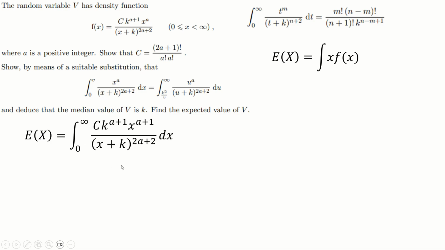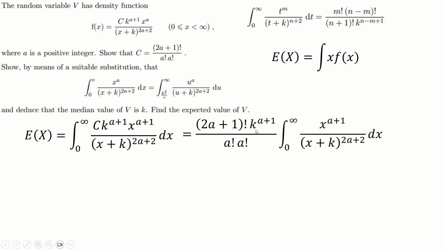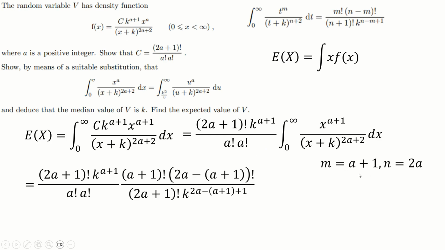And now actually, we can see again that all we're going to do here is use the same thing we did before, where this time m is a plus 1 and n is 2a, I guess, once we pull out all of the random constants that don't matter and replace the c with this thing here. Then we can use this, and we can put them into here using the things that I just said.